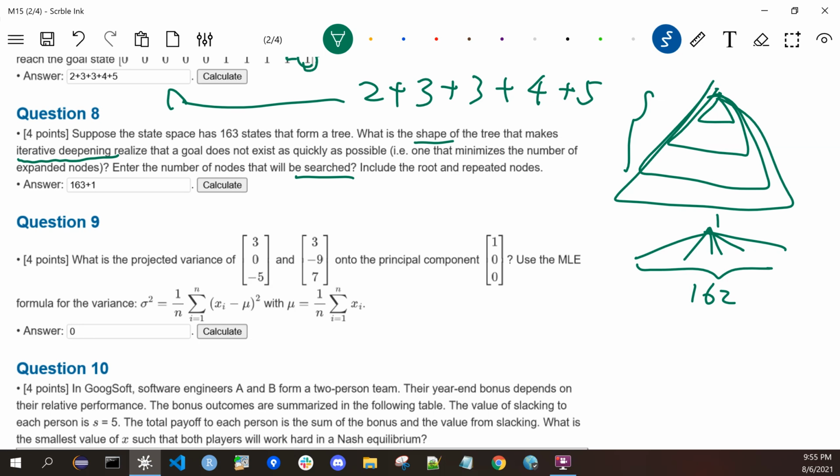So then the question is, with IDS, how many nodes do we need to search? So we need to search the node once, and then we need to search the depth 1 tree, which is everything. So it's just 1 is the first iteration, and 163 searching through everything using the DFS in the second iteration. Okay.